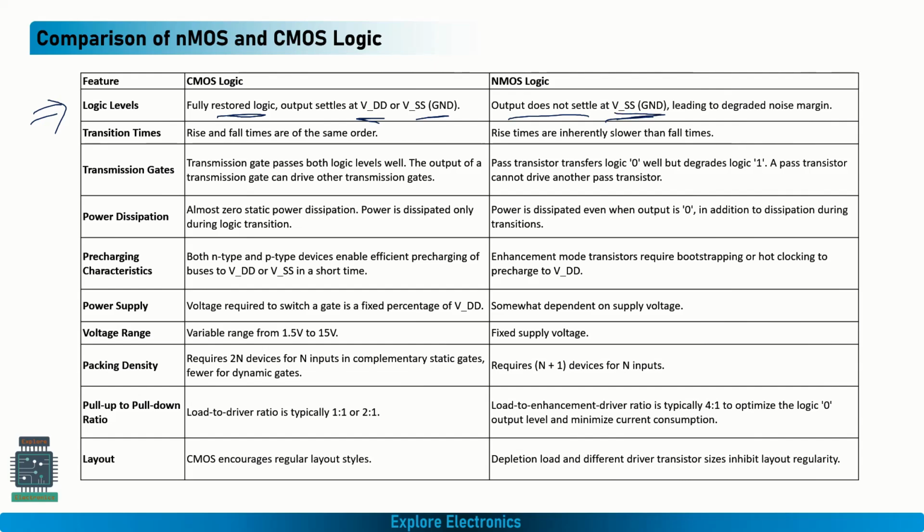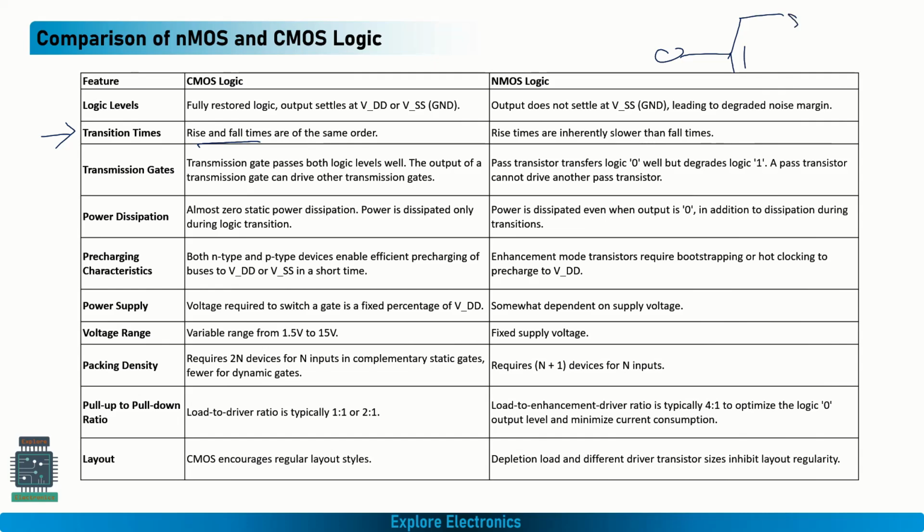If you have logic levels like 1 and 0 as 5 volt and 0 volt, this 0 will not always be 0 in nMOS logic. It will remain at 1 volt or like that, because the pull-up transistor is always trying to bring this voltage to the upper level, right? That's why we will have an issue with the noise margin when we are using nMOS logic. Similarly, if you look at the transition time, rise time and fall time: rise time is from 0 to 1, how much time it takes to rise its value.